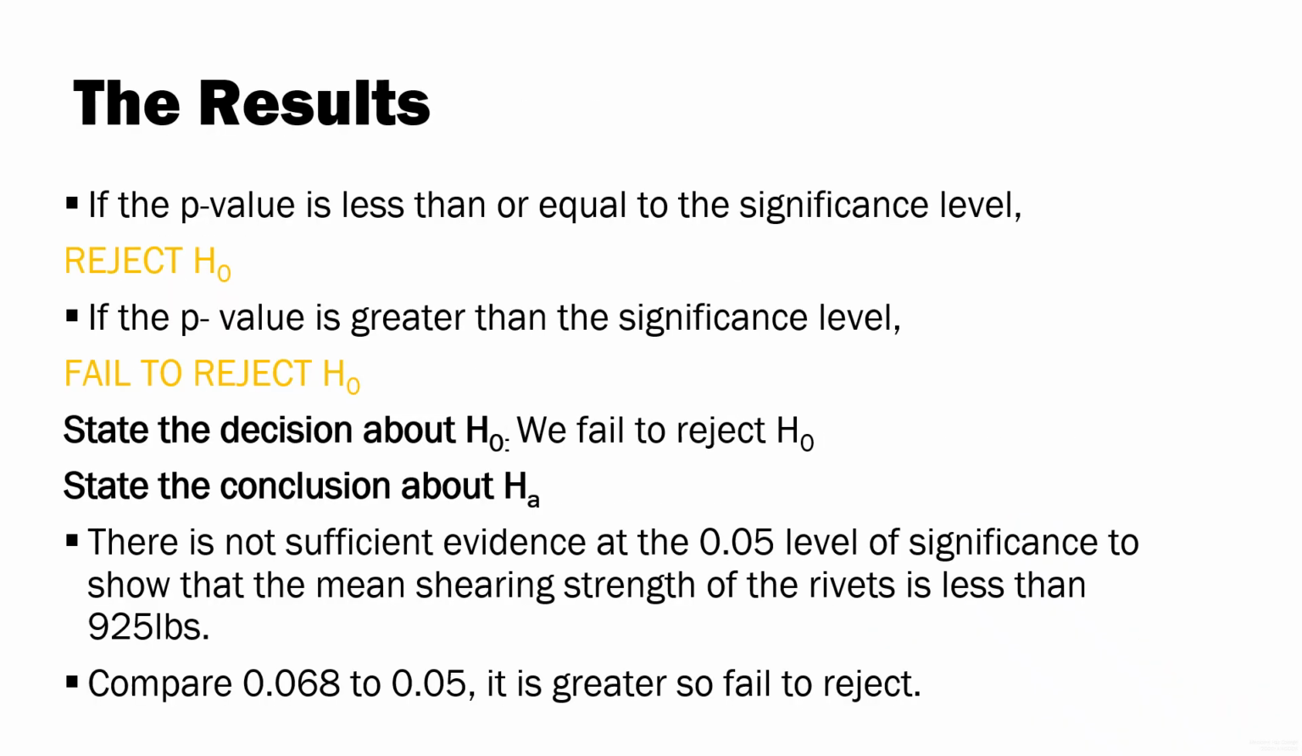So hopefully you took a pause so you could evaluate your p-value compared to your alpha value. But the p-value in our case is not smaller than the significance, so we fail to reject our null hypothesis. The p-value is not small enough to indicate that the sample evidence that we have is highly unlikely in the event the null hypothesis is true. So there's not sufficient evidence at the 0.05 level of significance, or the 5% level of significance, to show that the mean shearing strength of rivets is less than 925 pounds.